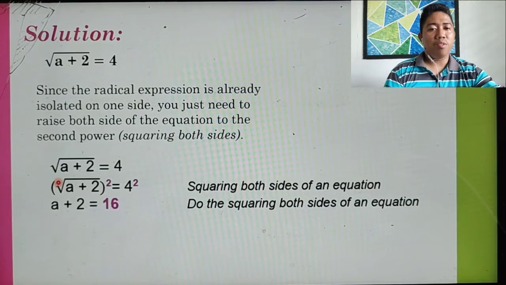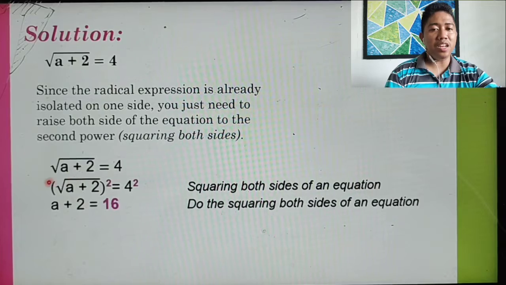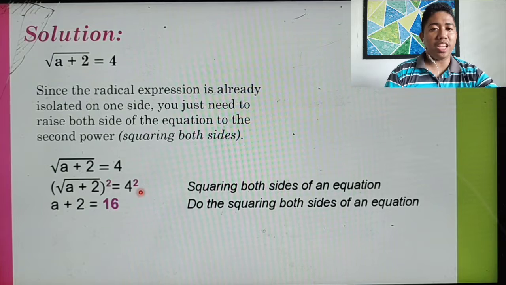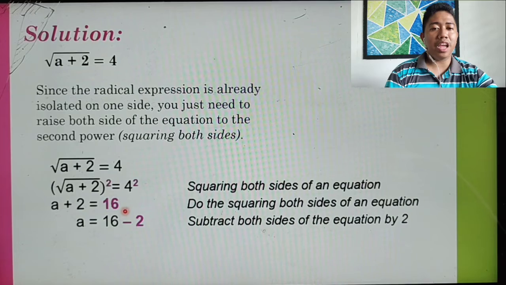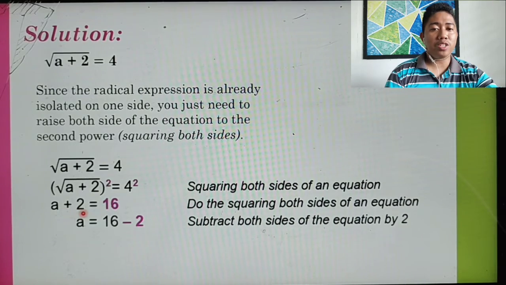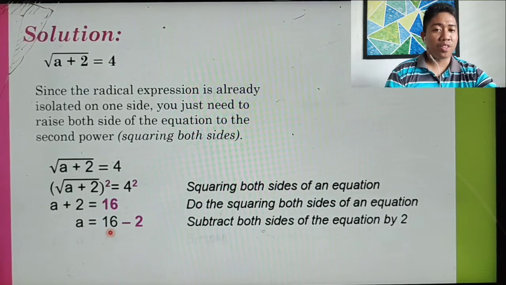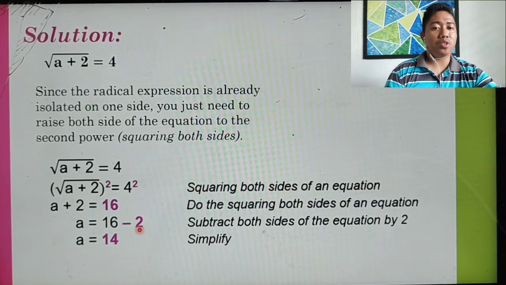Okay, next, after squaring both sides, you have already eliminated the radical sign, so it remains a plus 2 on the left side, and we get the perfect square of 4, which is 16. Then you isolate a by subtracting both sides by 2. So a plus 2 becomes a, the positive 2 is eliminated, and copy 16 on the right side. So subtract both sides of the equation by 2. After that, you simplify. 16 minus 2 is 14. So the value of a is equal to 14.